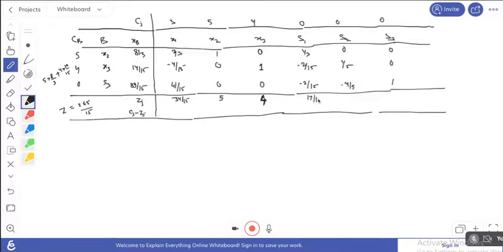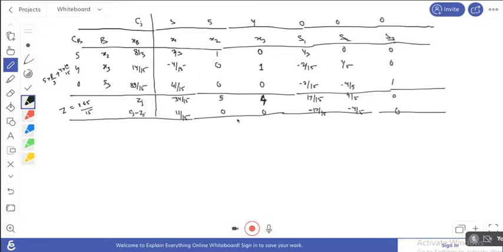17 over 15, this value is 4 over 5, this value is 0. And if you subtract, 3 minus this equals 11 over 15, and 5 minus 5 is 0, 4 minus 4 is 0, and here minus 17 over 15, and this is minus 4 by 5, and this is 0. Okay, so here for optimality, this is 0, this is negative, this is negative, this is 0, this is 0. If all of these are negative, then this solution is our optimal result.